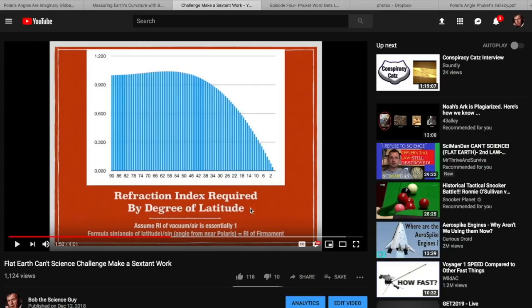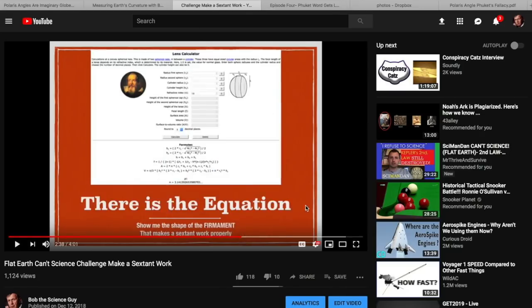Now, in the very unlikely chance that you are under the impression that Phuket may have a point here, and that maybe the dome over the Earth is correcting the refraction of these rays from Polaris. Well, here you see the refractive index required by degree of latitude to actually correct the rays of a local Polaris to what we actually see on a sextant. The take-home message on this graph is when you get to the right side, you need a refractive index that is less than a vacuum, a physical impossibility.